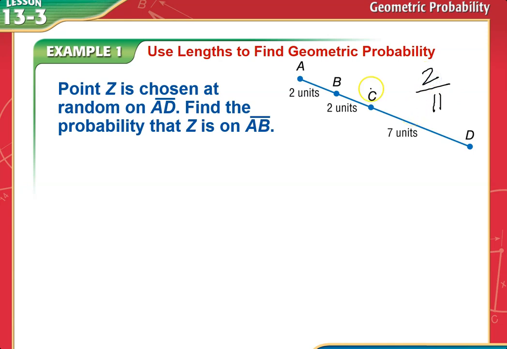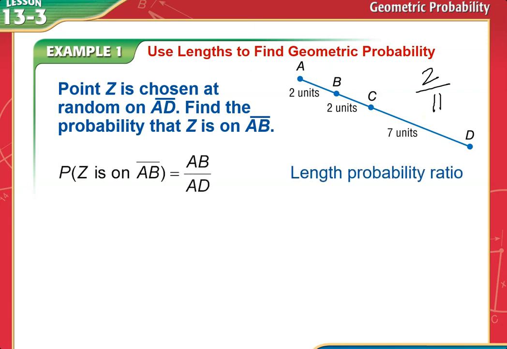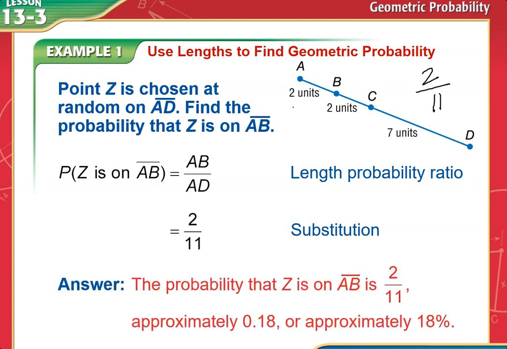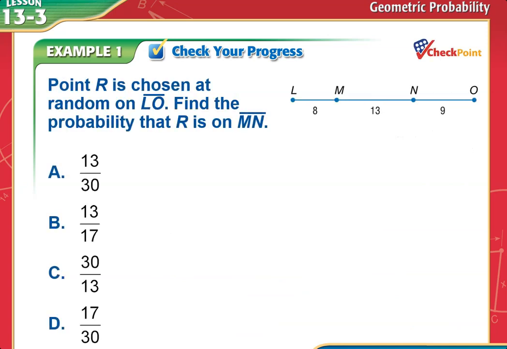Okay, and we can also change that to a decimal. So here we go. We have our AB over AD. We end up with our 2 11ths, which is approximately 0.18 or 18%. Okay, check your progress. Go ahead and pause the video and find the probability that R is on line segment portion MN.